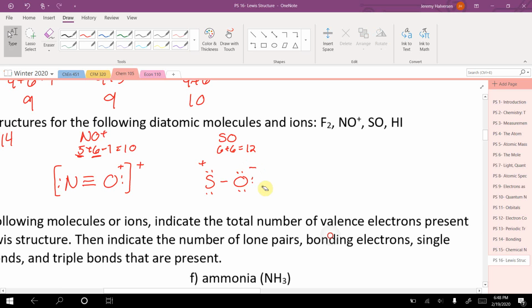So the easy solution to this: let's take electrons away from the negative thing, make a bond with the positive thing. Now I've got 1, 2, 3, 4, 5, 6, so that formal charge is 0. 1, 2, 3, 4, 5, 6, this formal charge is 0.